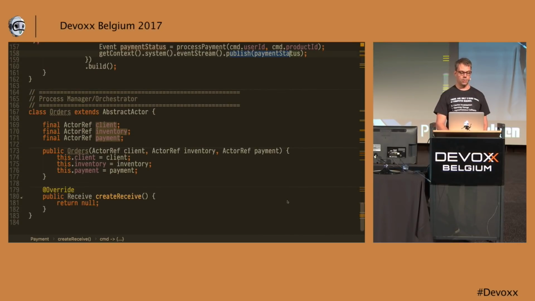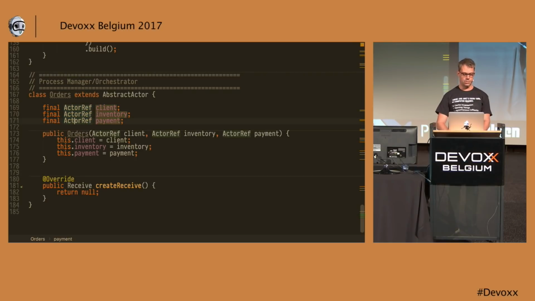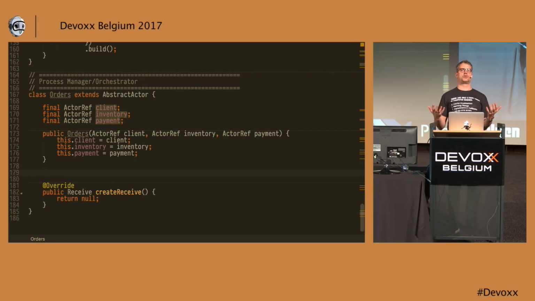Okay. But the more interesting part here now is the orders actor, because you see the orders actor is the orchestrator of this whole transaction. It has references to the client, the inventory, and the payment. So what I want to do here now is have it subscribe to these events.